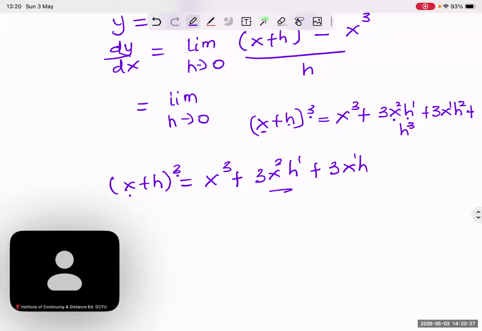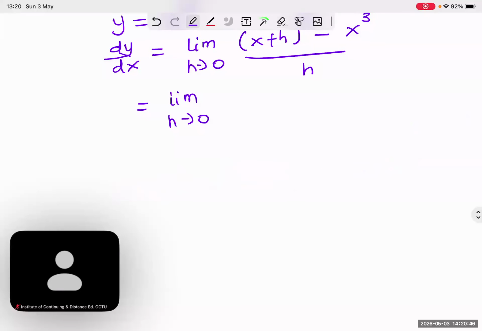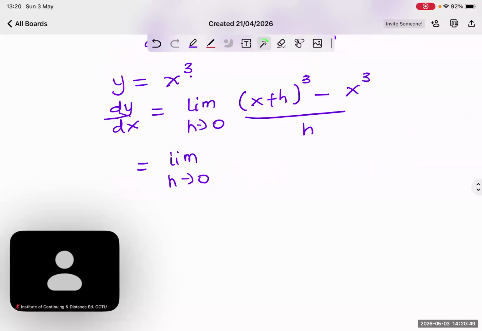Here I'm going to put 1 on the x and 2 on the h, plus our last term, which is h cubed. Or you could do x plus h times x plus h times x plus h, which is tedious. We are lazy, so we are going to use algebra, because we are doing algebra at the moment. So the expanded form of this term is x cubed plus 3x squared h plus 3xh squared plus h cubed. That is the expanded form of x plus h all cubed.